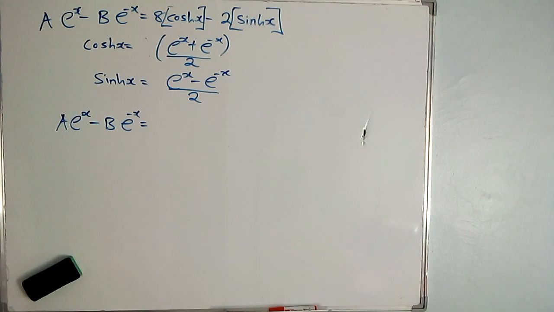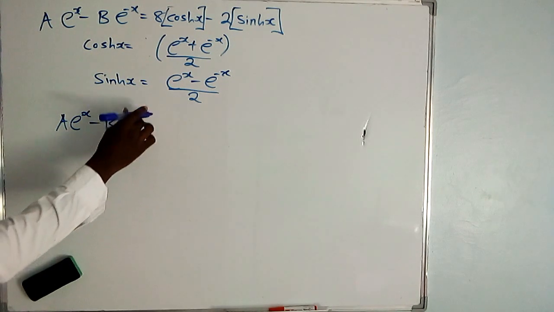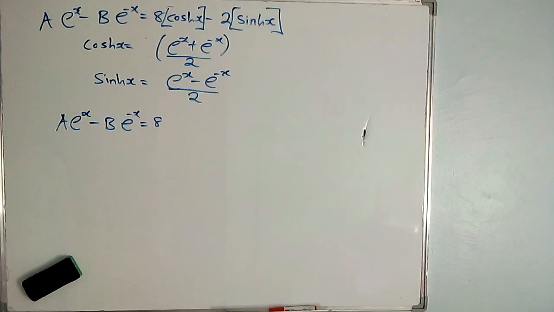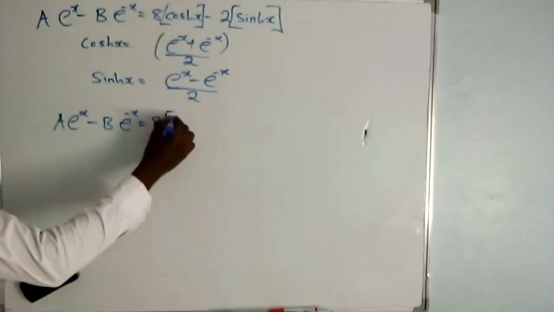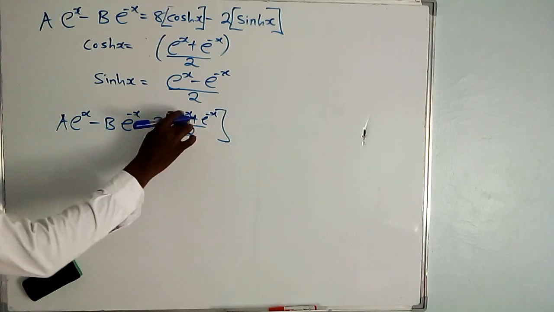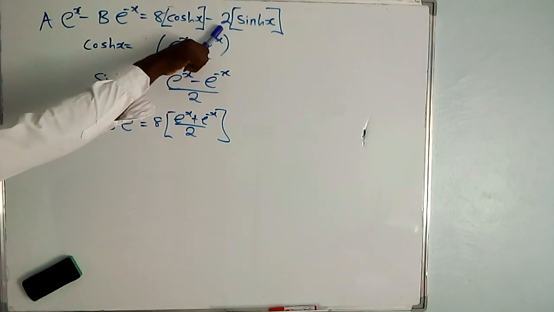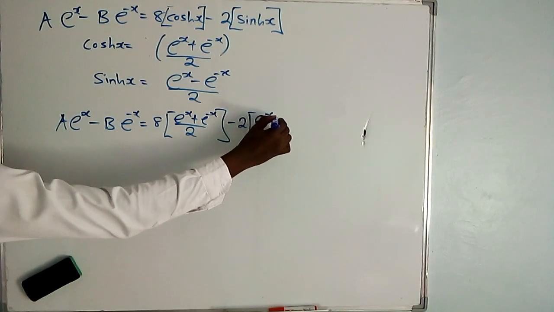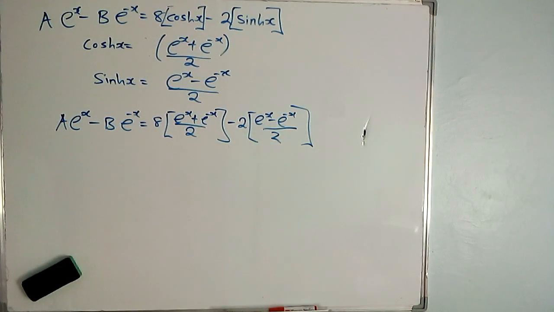Now our equation, we've been given a exponential x minus b exponential negative x is 8 cosh x minus 2 sinh x. So where there is cosh x, you put the value of cosh x. Where there is sinh x, you put the value of sinh x, isn't it? Are we together? So what is cosh x? Cosh x is exponential x plus exponential negative x over 2, isn't it? Then the value of sinh x is exponential x minus exponential negative x over 2, isn't it? Having done that, we just simplify.